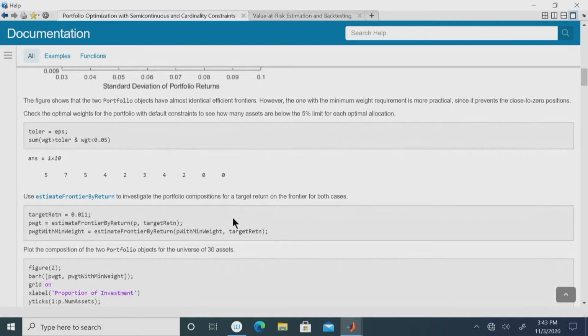Okay. So, once we have done this efficient frontier by accounting for the minimum weight constraint, we then move on to a scenario where we set a target return on the portfolio for both the cases.